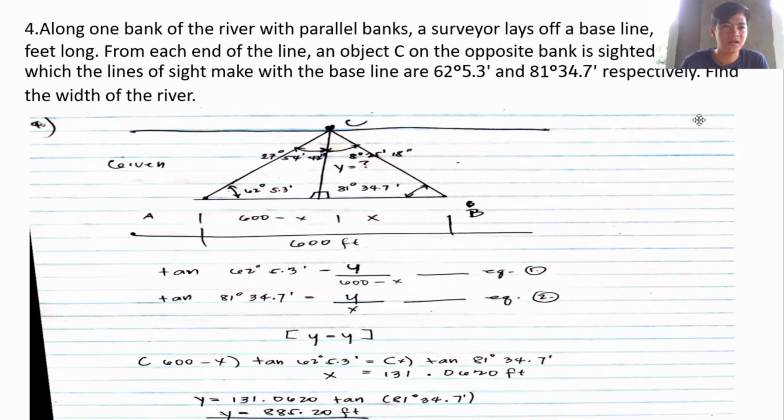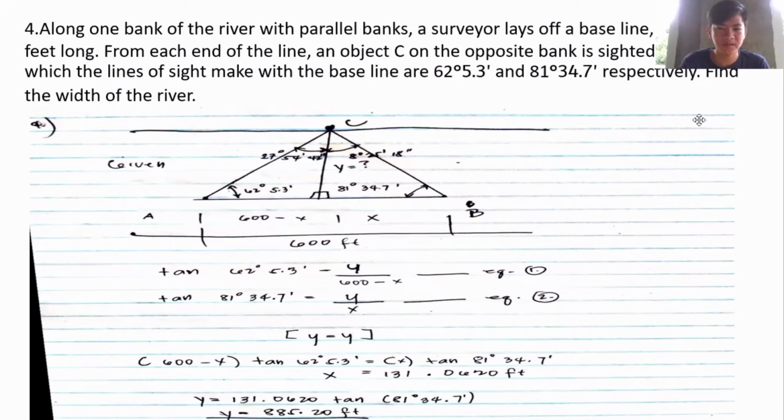Number 4. Along one bank of a river with parallel banks, a surveyor lays out a baseline AB 600.0 feet long. From each end of the line, an object C on the opposite bank is sighted. The angles which the lines of sight make with the baseline are 62 degrees 5.3 minutes and 81 degrees 34.7 minutes respectively. Find the width of the river.